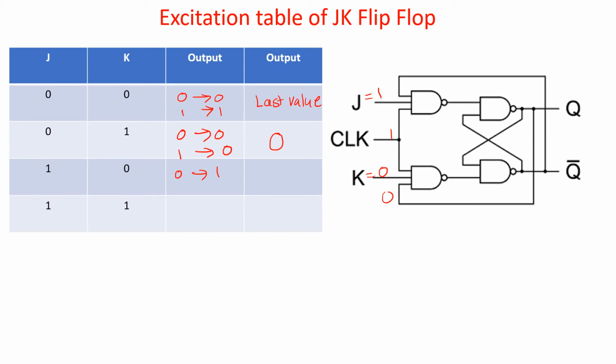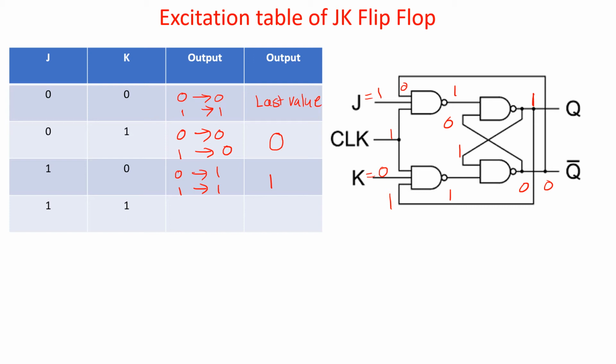Suppose I assume 1 here, so this is 0, this 1 goes here, this 0 goes here, right? Now this 1 1 0 becomes 1, this becomes 1, this 1 comes here, 1 1 becomes 0 and 0 1 becomes 1. So I assumed 1, I got a stable value of 1, so this is my 1.